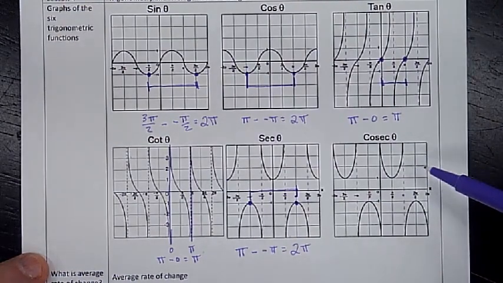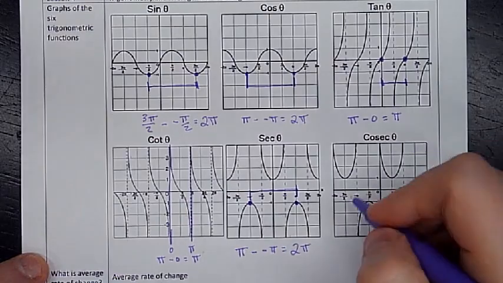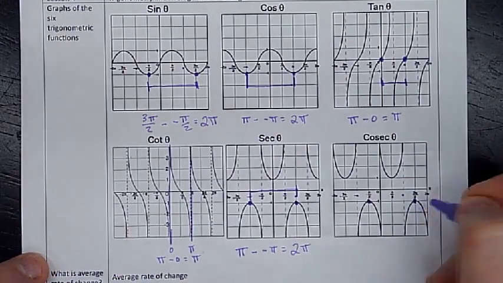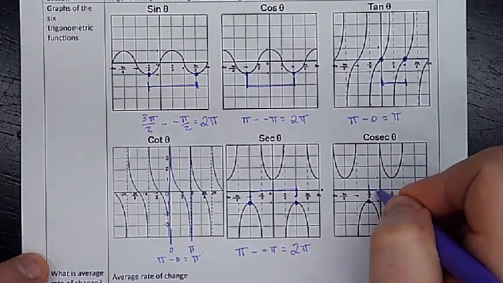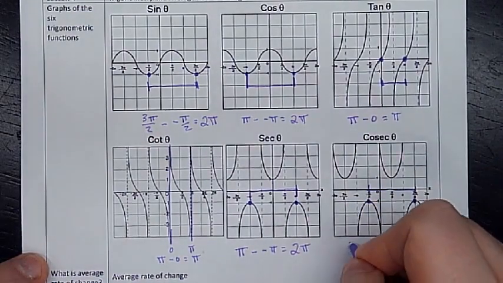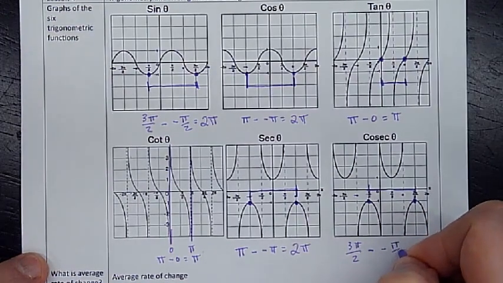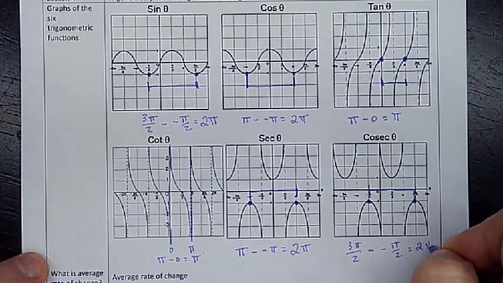For cosecant, I can do the same thing. So let me pick this maximum here, this maximum here. So I'm looking at 3 pi over 2 minus negative pi over 2, which gives me 2 pi.